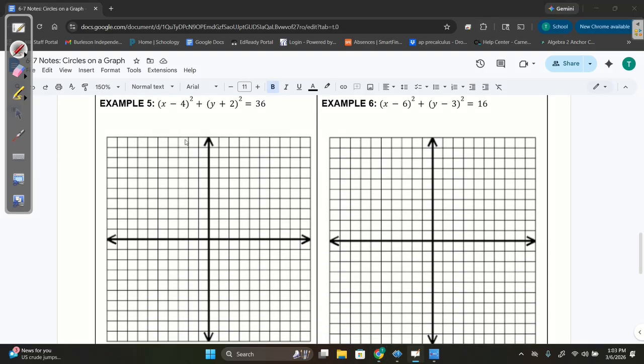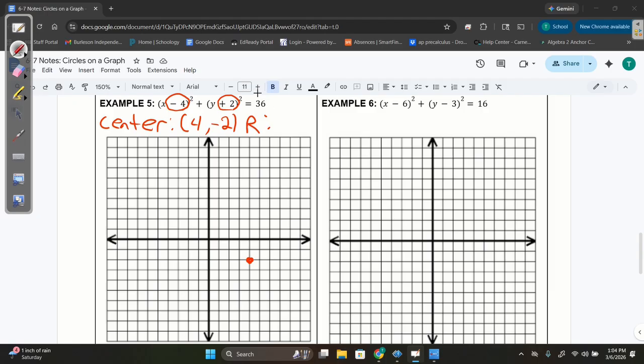Now, this is what I was talking about a moment ago. I give you the equation, and we need to find the key features so we can graph it. So I'm going to need the center and the radius. Now, remember what I said. We're going to take these numbers here, and for the center, flip their signs back to the original. So instead of a negative 4, we're going to be putting a positive 4 for the x value. Instead of a positive 2, we're going to be putting a negative 2 for the y value. This is where my center is located, at 4, negative 2.